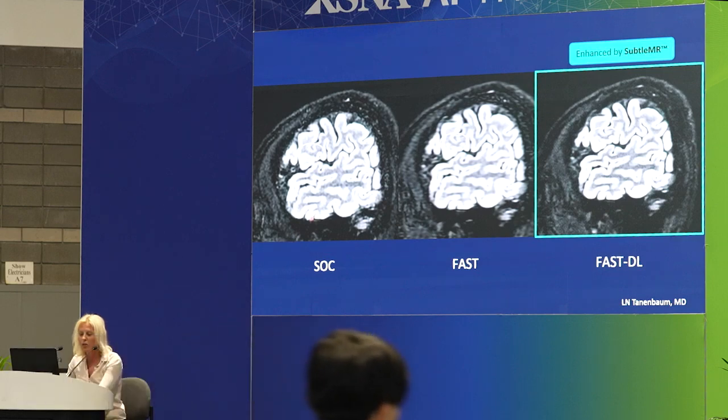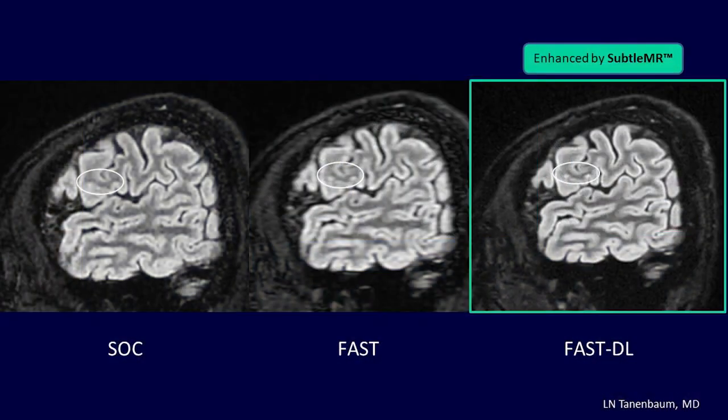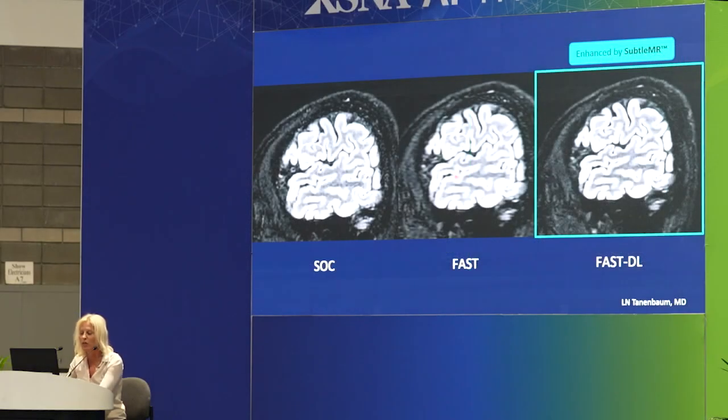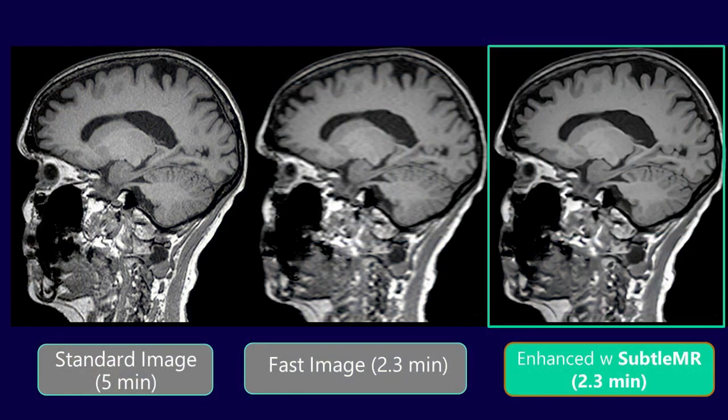I like this example because you see there's two little white matter foci here. They're almost imperceptible in the standard of care. When we go fast, again, you get a bump in that contrast to noise ratio. So now we can see these little foci, but the image is quite noisy. Apply fast DL, and they're very conspicuous. So you can see how something like that could be useful in patients with multiple sclerosis.